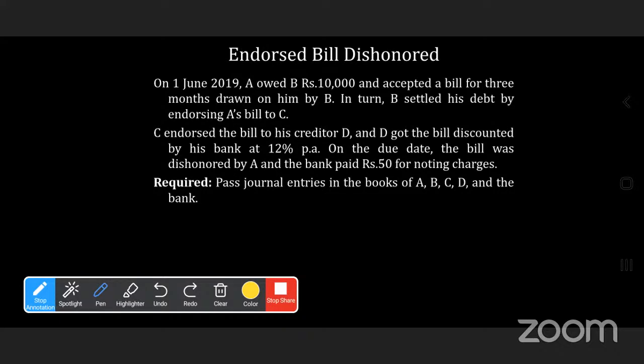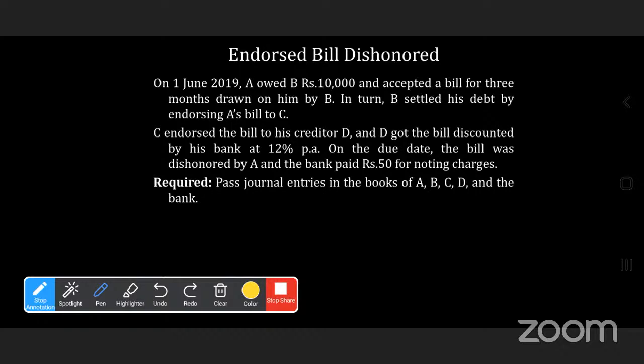So let us see the problem. On 1st June 2019, A owed B rupees 10,000 and accepted a bill for 3 months drawn on him by B. In turn, B settled his debt by endorsing A's bill to C.